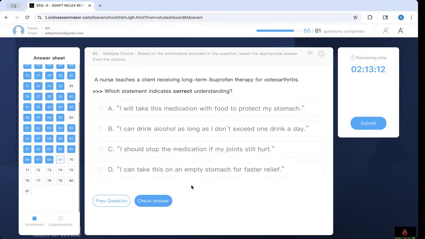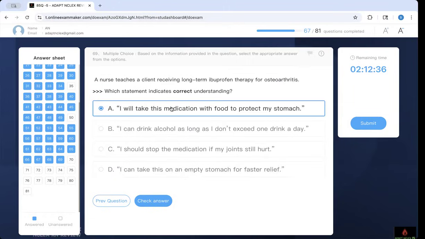A nurse teaches a client receiving long-term ibuprofen therapy for osteoarthritis. Which statement indicates correct understanding? NSAID teaching. That's all. "I will take this medication with food to protect my stomach." Is that right? "I can drink alcohol as long as I don't exceed 1 drink per day." Is it okay? "I should stop the medication if my joint still hurts." Would you do that? "I can take this on an empty stomach for faster relief." NSAIDs cause ulcers. What is the right answer?